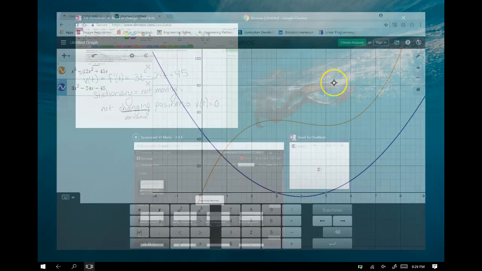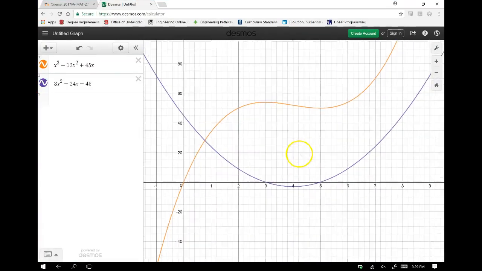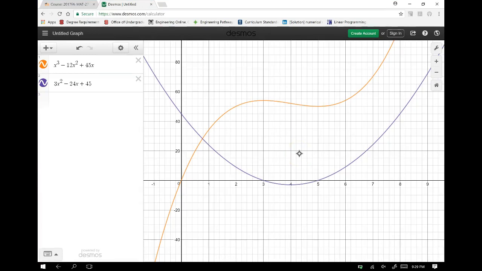So we're going to look at this graph. Our velocity graph is the purple graph because that was our derivative. And velocity is equal to 0 when it is crossing the x-axis. So it's crossing the x-axis at t equals 3 and t equals 5.